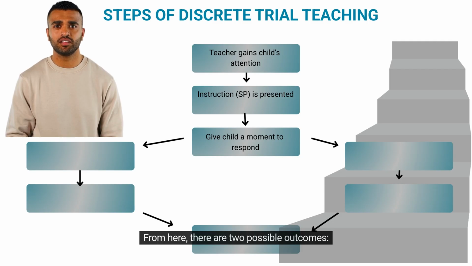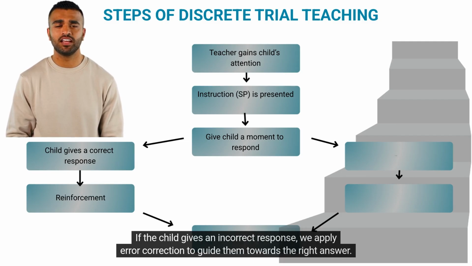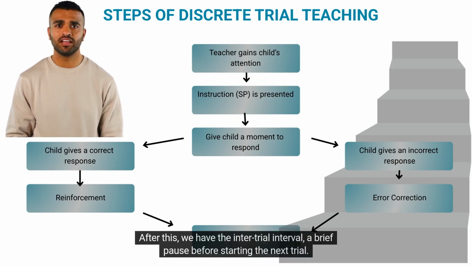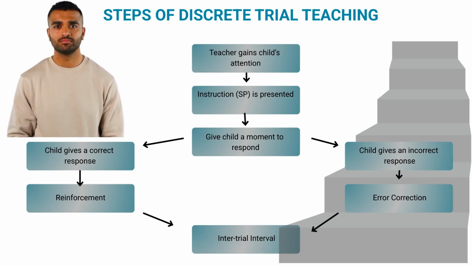From here, there are 2 possible outcomes. If the child gives a correct response, we immediately provide reinforcement to encourage the behavior. If the child gives an incorrect response, we apply error correction to guide them towards the right answer. After this, we have the inter-trial interval, a brief pause before starting the next trial. This sequence helps maintain structure, consistency, and clarity during learning.